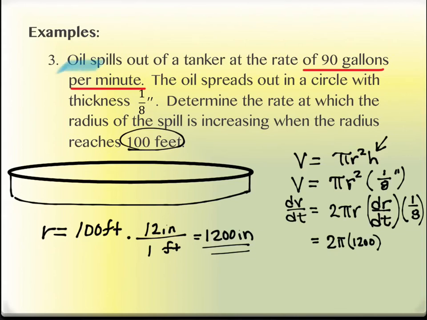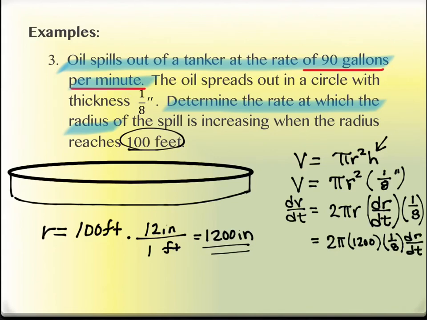It's talking about the oil spilling out at a rate of 90 gallons per minute. That's related to the volume. And it wants to determine the rate at which the radius is changing. So it's the dr/dt that I don't know. So I'm going to go ahead and write my 1/8 next to the 1200, and then dr/dt at the end, it's the quantity that's unknown.